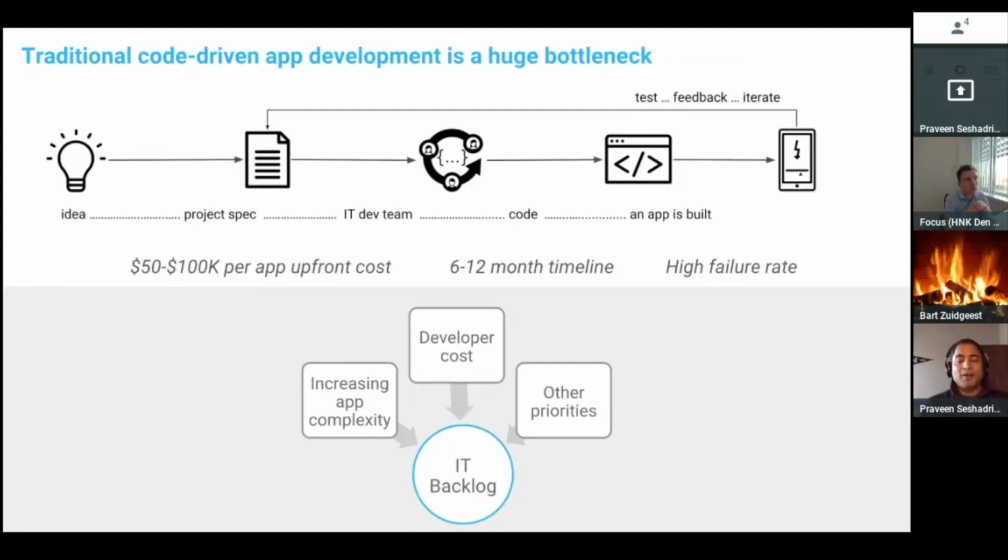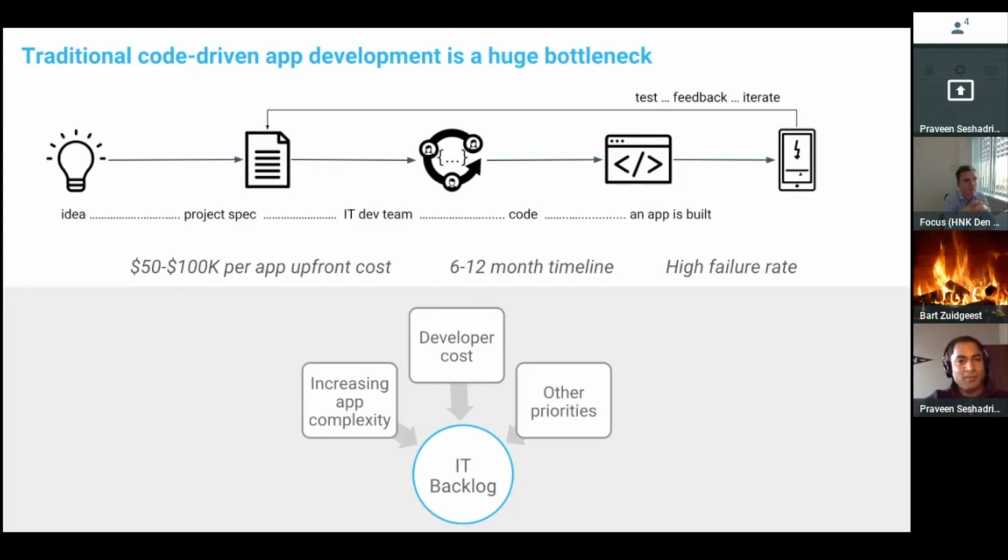Just as you were talking about, the traditional model of building an app would involve taking an idea, which almost always starts from a business user. Some spec had to be written. A development team had to be hired or found, which is pretty expensive. They take a lot of time to write code. It produces an app, and then that may or may not be what you want, and so you have to iterate through that. That's why any application development is so expensive, so slow, and has a high failure rate.